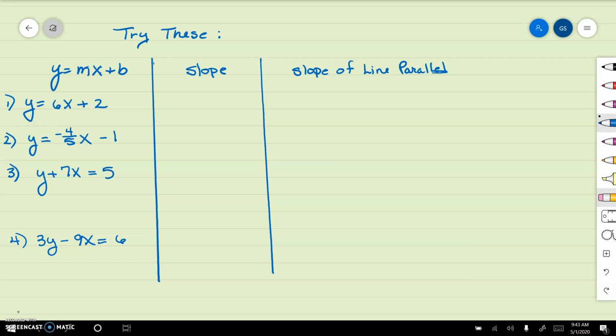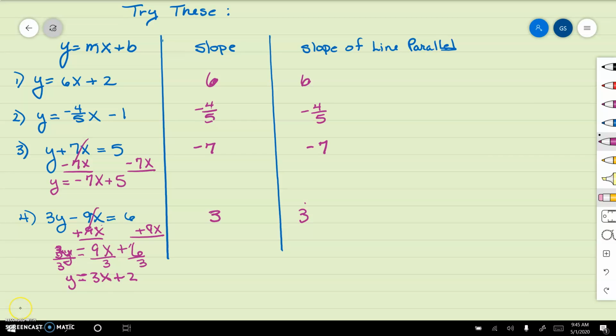Okay, so hit pause, copy these problems down, find the slope for each one. Don't forget on 3 and 4 you have to get y alone first. Put in the slope and the slope of the line that is parallel. Okay? Hit pause, copy it down. Okay, so here are your answers. If you have the same number in both columns, you have a good start there. Just check your numbers with mine and make sure they match. If they don't, try to see what you did differently than I did.